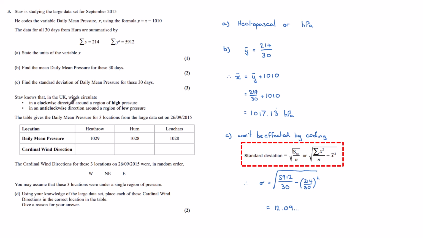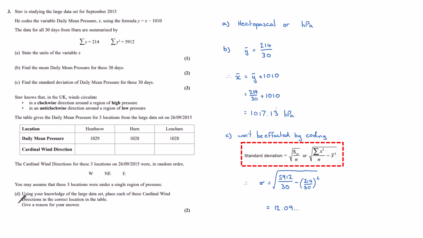Stav knows that in the UK, winds circulate in a clockwise direction around a region of high pressure and in an anti-clockwise direction in a region of low pressure. The table gives the daily mean pressure for 3 locations from the large data set on the 26th of the 9th, 2015. The locations are Heathrow, Hern and Luchars, and the mean pressures are 1029, 1028 and again 1028. Cardinal wind direction is empty. The cardinal wind directions for these 3 locations, in random order, are west, northeast, east. You may assume that these 3 locations were under a single region of pressure.